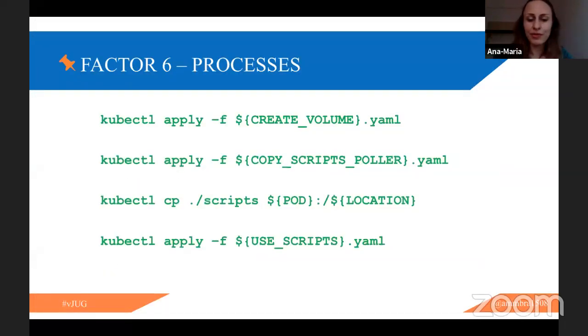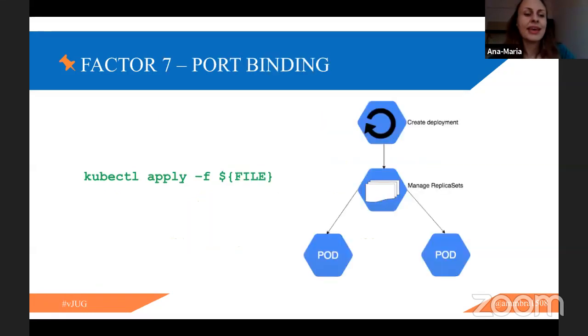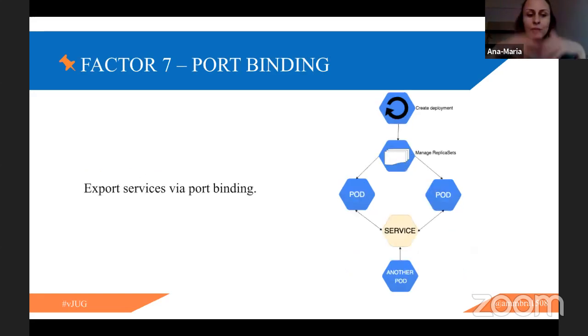This is just a summary of what I've done so far, just the 4 commands briefly. And factor 7 is completing, of course. I already stated earlier that in a 12-factor cloud application, an application is being exported as a service via port binding.